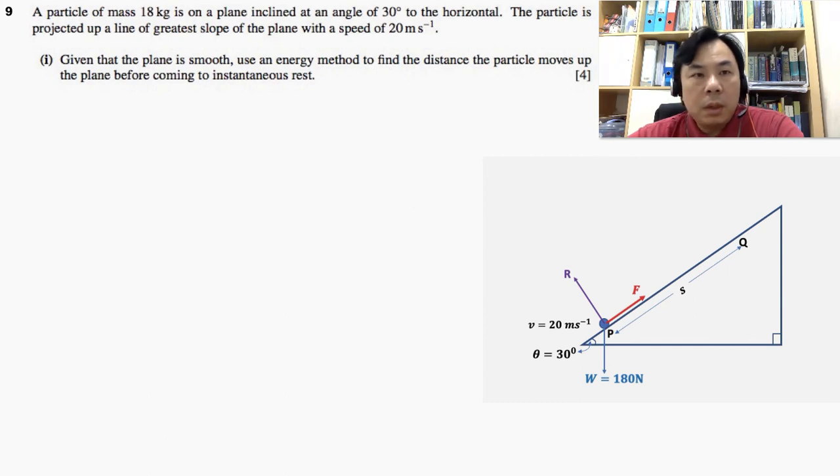All right, so let me see, 18 kg is on the plane incline, so the particle is projected up with a speed of 20 meter per second here. All right, so that is what we are getting at, at this point of time. Okay, now anything else we need to know here? So we have to use the energy method to find the distance the particle moves up the plane before coming to instantaneous rest here. Okay, now before that there's an error.